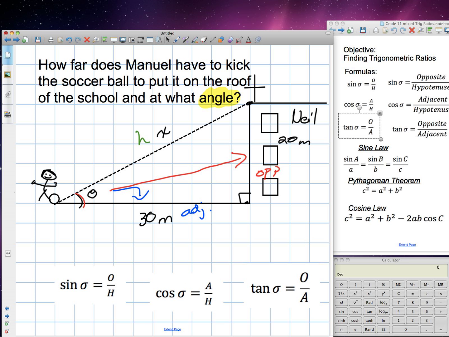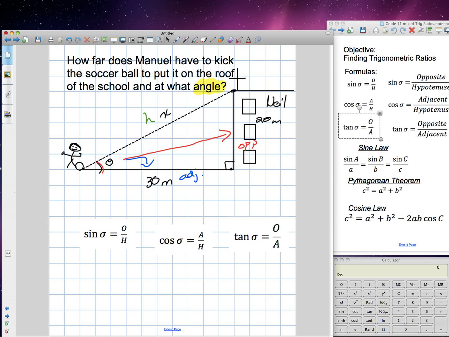Now, I want you guys to notice this. Theta is a variable, and the hypotenuse is a variable. I have two variables and only one equation. In grade 10, you learned that in order to solve for two variables, you need two equations. We only have one, so this isn't going to work for us. We try cos. Cos theta is equal to adjacent, which is 30, over the hypotenuse, x. Same thing. I only have one formula and two variables. This isn't going to work.